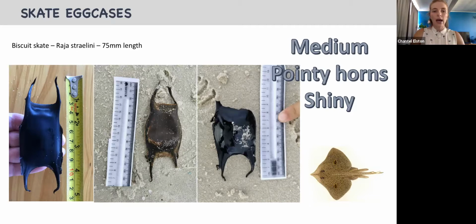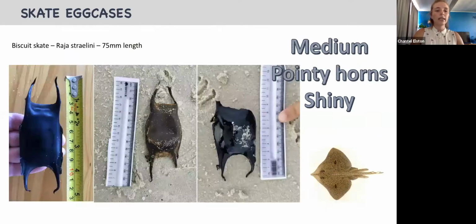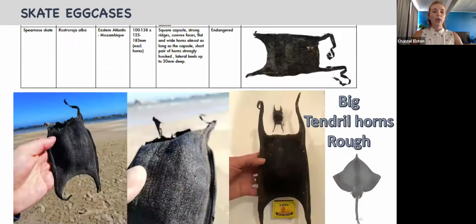So again, you have your Twinite Skate, which is much smaller. You have your Biscuit Skate, which is kind of the one in the middle. And then finally, we have my favorite egg case, which is the Spear Nose Skate. And this bad boy is huge. If you manage to come across one of them on the beach, you're super lucky. They're one of my favorites.